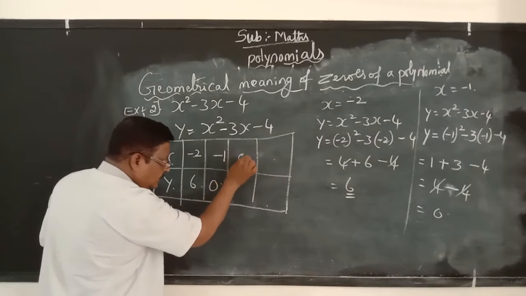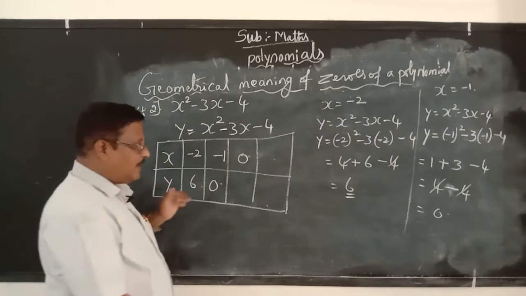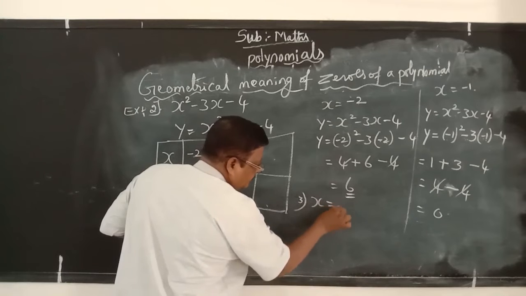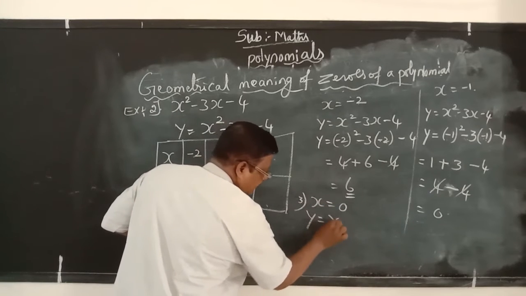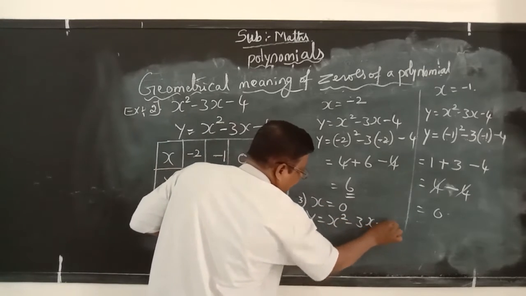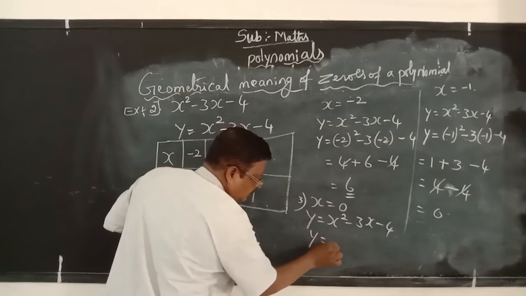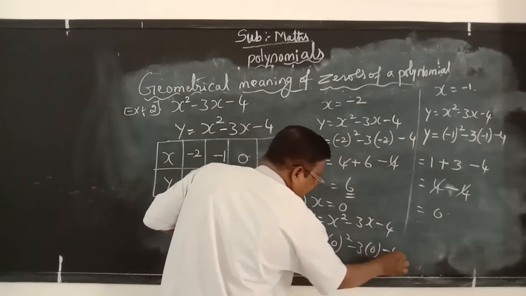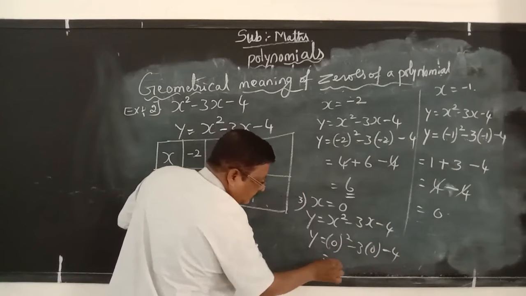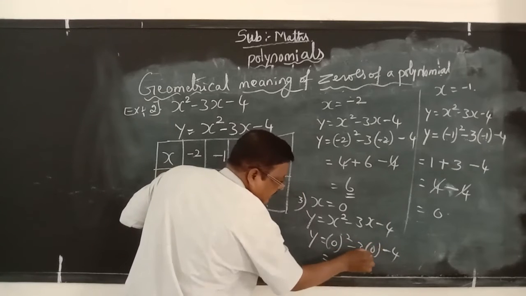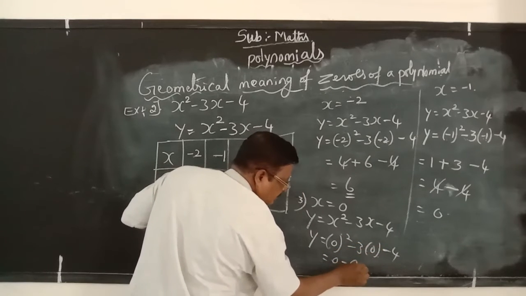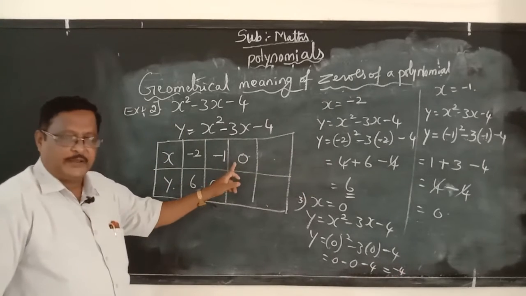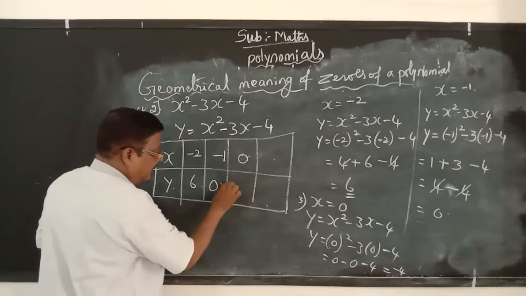When x is equal to 0, find the value of y. x is equal to 0, y is equal to x square minus 3x minus 4. y is equal to 0 square minus 3 into 0 minus 4. 0 square is nothing but 0. 3 into any number multiplied by 0 is nothing but 0, minus 4. This is nothing but minus 4. When x is equal to 0, y is equal to minus 4.